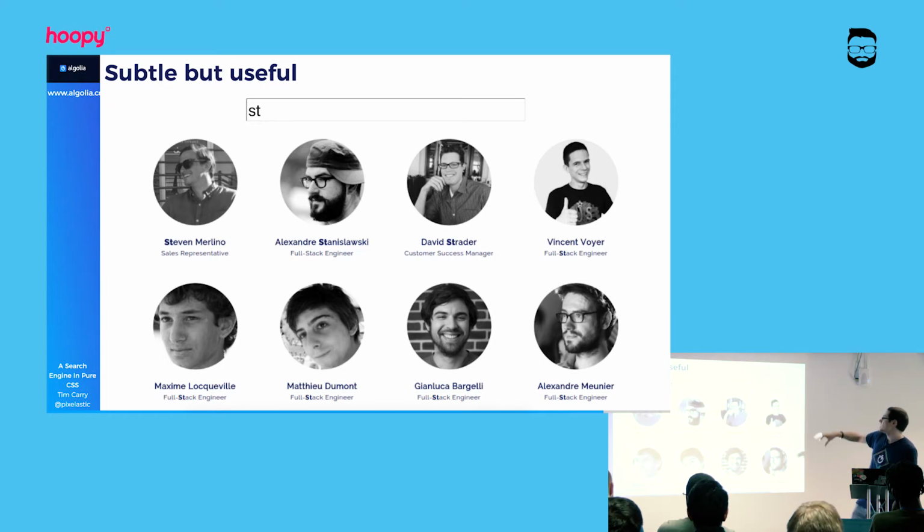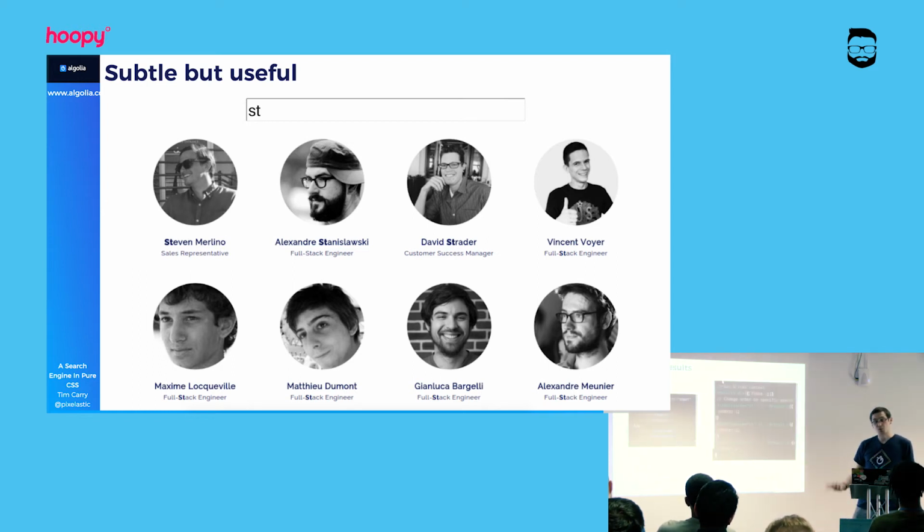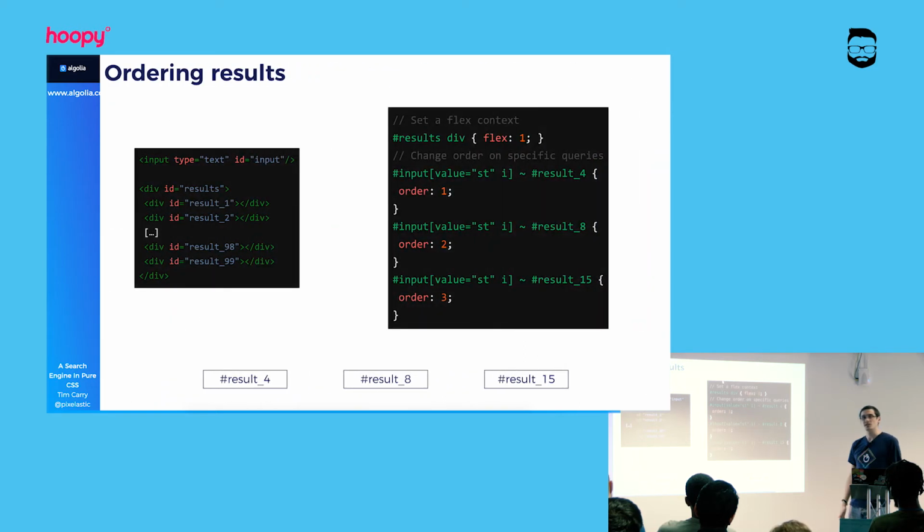So you can see that everything is by order of importance. So it means you have to reorder your results. Because by default, I said that the first element was always a specific employee and the second element was another employee. Here, I have to make sure Steven is first, Alex is second, and so on. So I have to reorder my results without changing the HTML markup. So I still have the same markup, but I want to have result 4 coming first and result 8 coming second, for example.